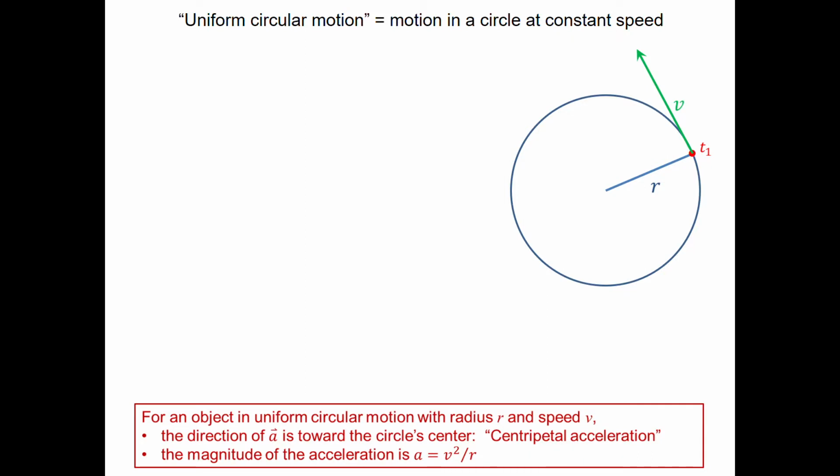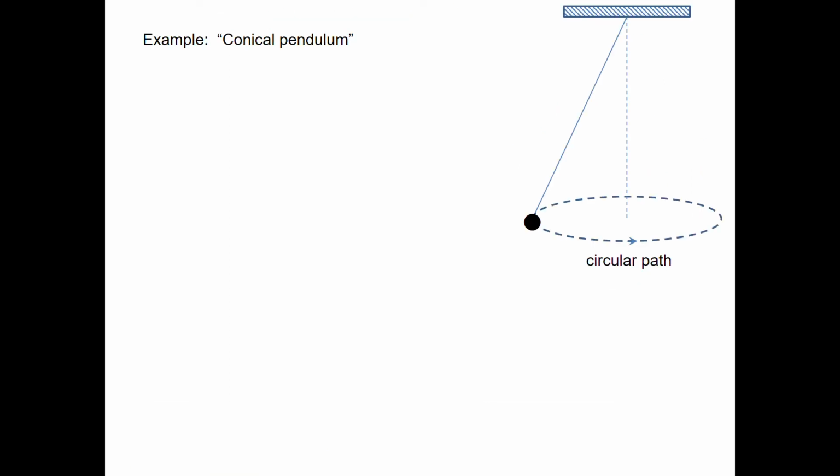Okay, just a reminder again of our main result of this chapter, which is if an object is in uniform circular motion on a circle of radius r with speed v, the acceleration at every point in time of the object points toward the center of the circle and has magnitude v squared over r. Let's apply this to a more complicated problem.